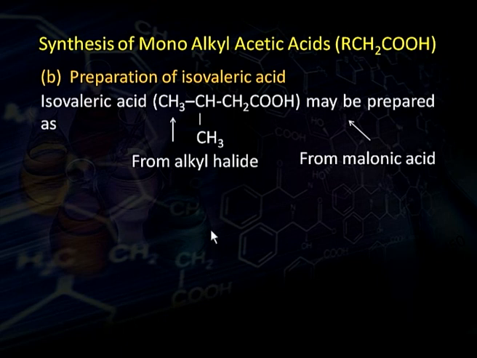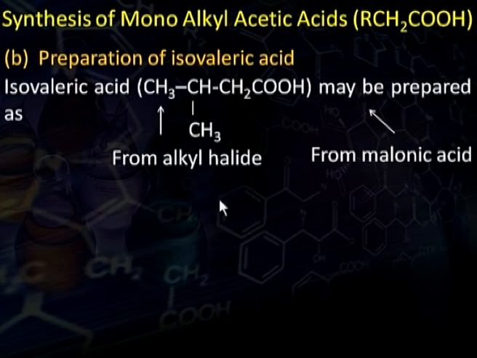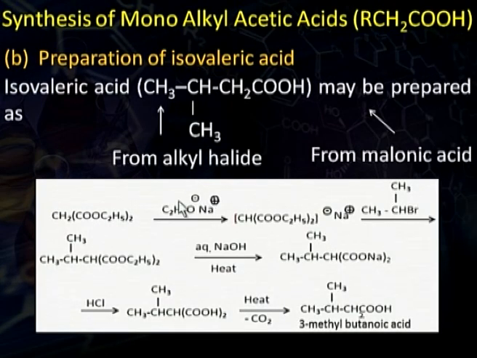So, by this method we can also prepare isovaleric acid. In case of isovaleric acid, this acetic part comes from malonic ester and this isopropyl part comes from alkyl halide. So, when we synthesize from malonic ester, first of all this acidic hydrogen will be removed by the base sodium ethoxide.